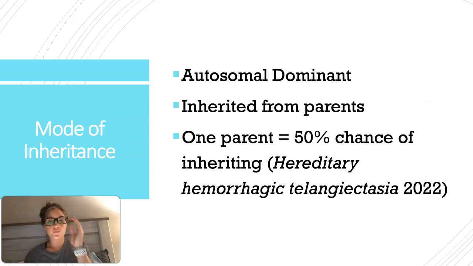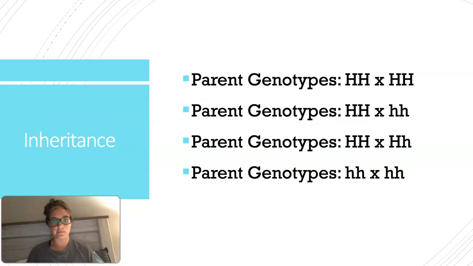Okay, so for mode of inheritance, HHT is caused by a dominant allele, which makes this an autosomal dominant trait. It is inherited from one of the parents. If one parent has HHT, they have a 50% chance of passing it down to their offspring. Same goes for their child. If they are also affected with HHT and have an offspring, they pass it down with a 50% chance as well, and so on. There is a better understanding of this on the next slide.